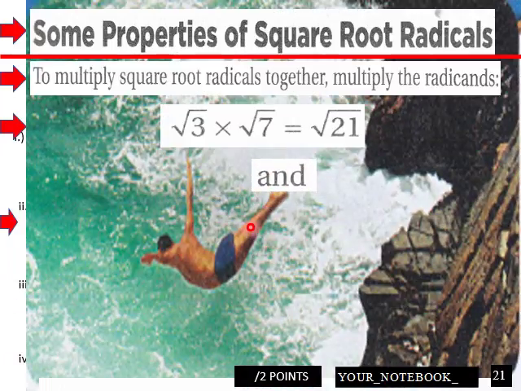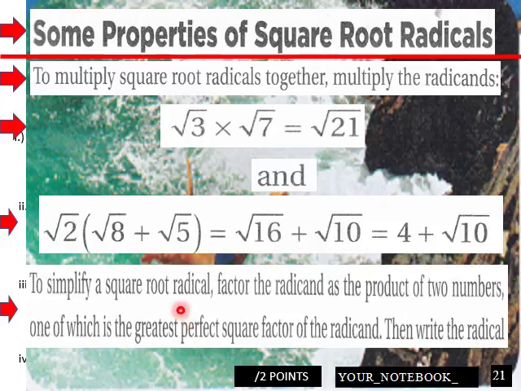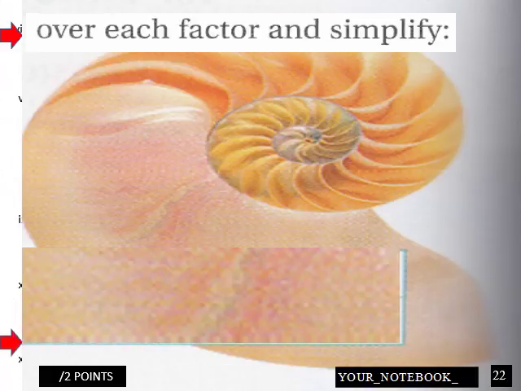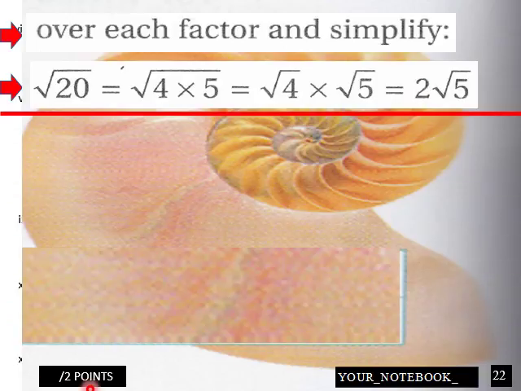Some properties of square root radicals. So we get into the product properties of radicals here, which we can multiply through by keeping our radical. To simplify a square root radical, factor the radicand as the product of two numbers, one of which is the greatest perfect square of the radicand, take the radical over each factor, and simplify. So in this case here, the highest perfect square out of 20 would be 4, and then that simplifies to 2.